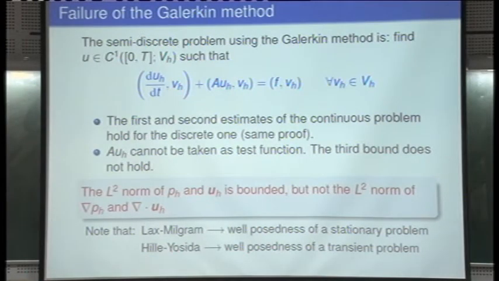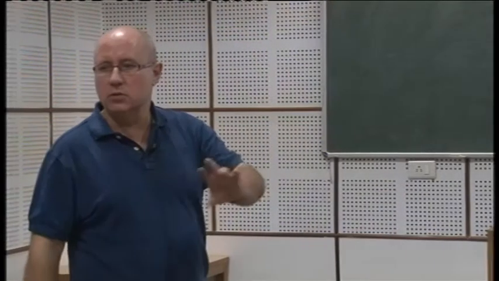Then what happens is that the L2 norm of P and U is bounded, the L2 norm of both, for the wave equation, but not the L2 norm of the derivatives. Neither the L2 norm of the gradient of the pressure nor the L2 norm of the divergence of the velocity. Here I have a remark. The equivalent to Lax-Milgram in the steady state case is precisely Hille-Yosida's theorem. That is a theorem of well-posedness of time-dependent problems. In general, the idea when you deal with time-dependent problems is that time always regularizes the solution. This is a general message. So time makes the solution more regular.